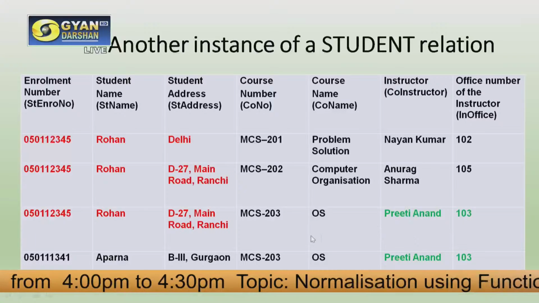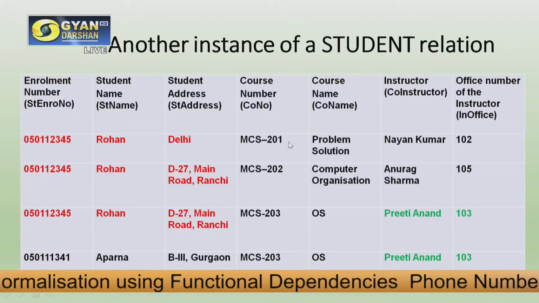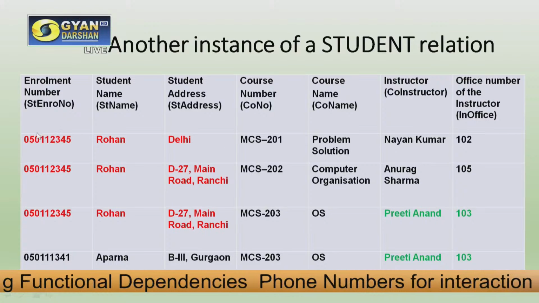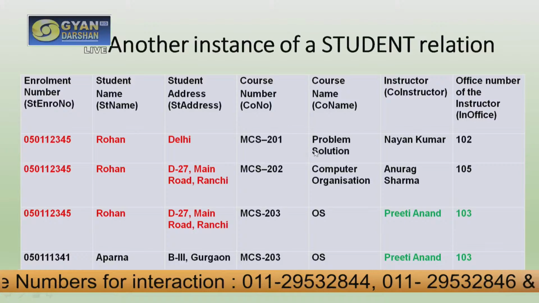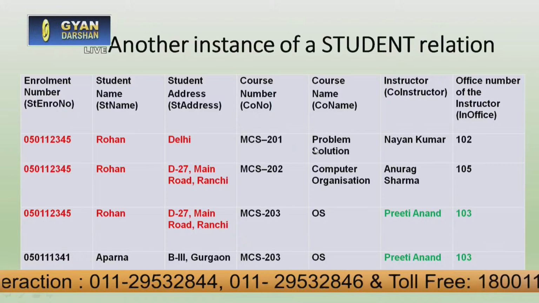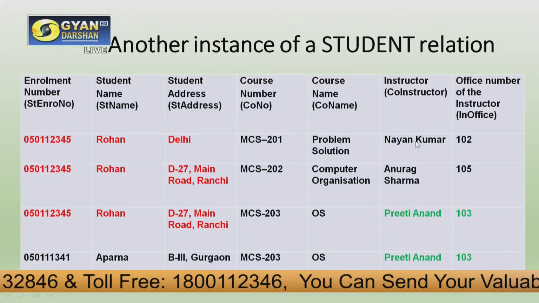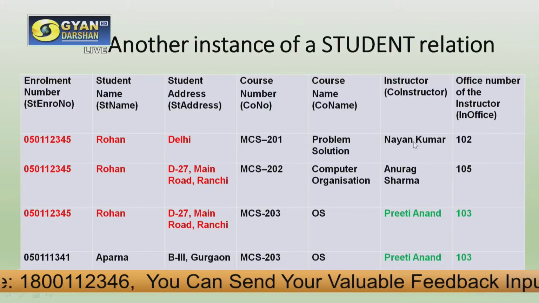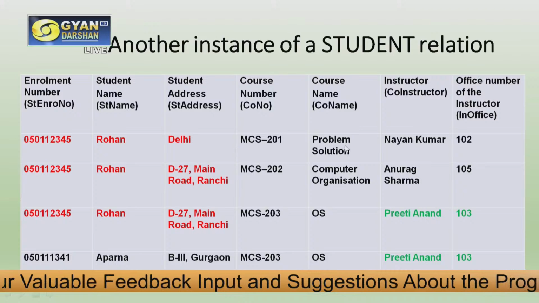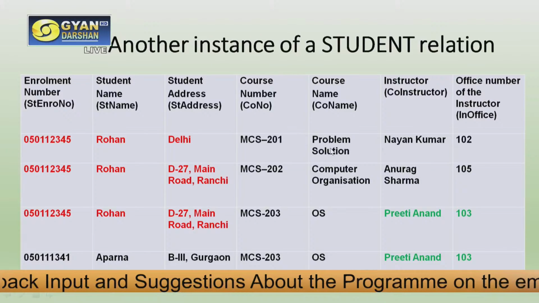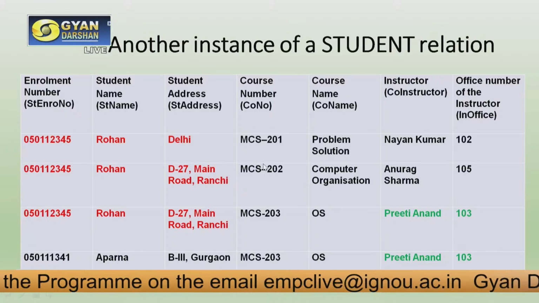Now deletion anomaly is, suppose this Rohan drops the course MCS 201, right? Obviously this whole record will be deleted, this whole tuple will be deleted, and the information that MCS 201, the name of this particular course is problem solution and being taught by an instructor, whatever the name is appearing here, and Kumar, who sits in 102 room, this complete information will also get deleted. It is no more existing in the table, right? So this is a deletion anomaly.